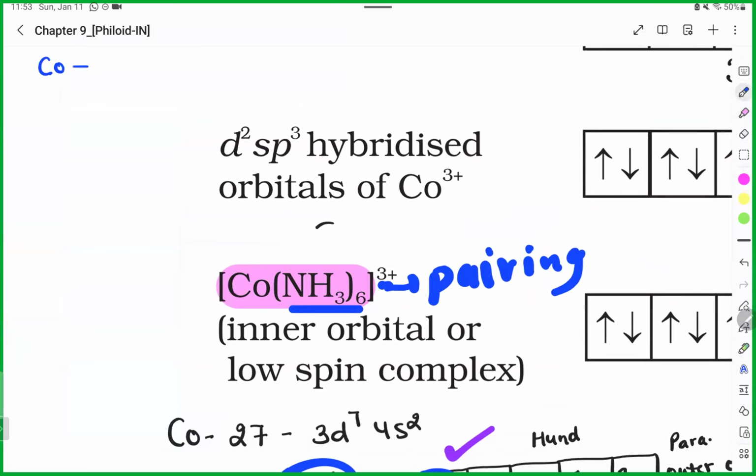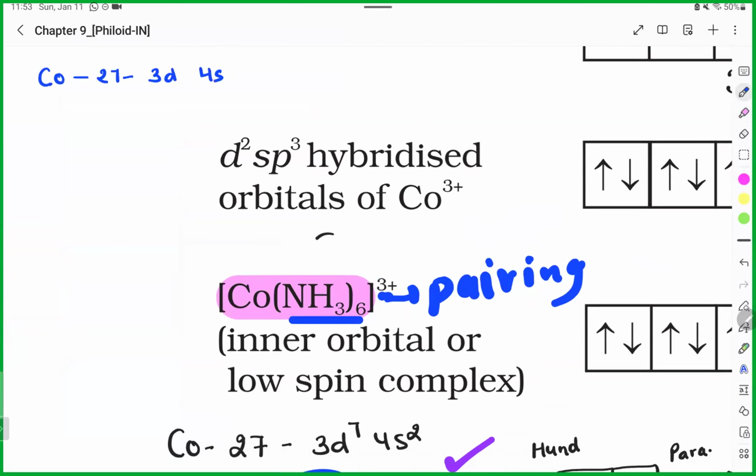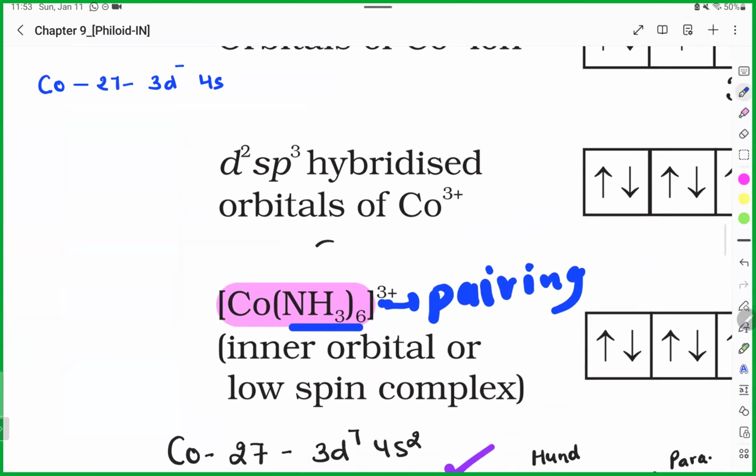of cobalt? Example, cobalt atomic number is 27. Sarah, what will be the electronic configuration of cobalt? 3d7 4s2. Correct? 3d7 4s2. Now you have to look at the nature of the ligand, whether it is a strong ligand or weak ligand. Ammonia is a strong ligand.